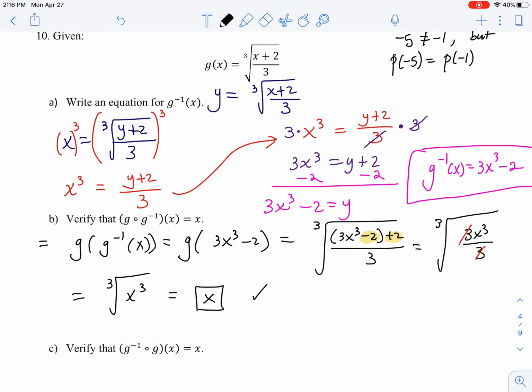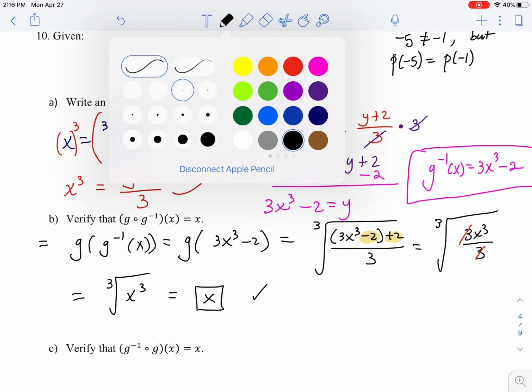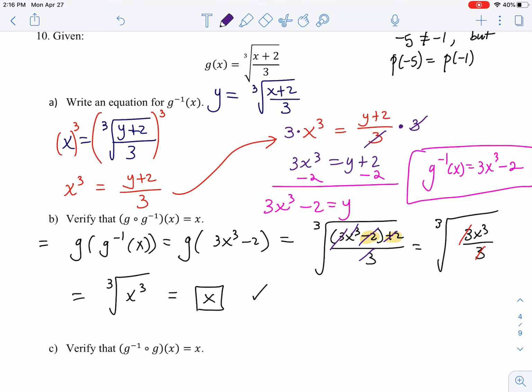If you can, please cancel out one thing at a time instead of doing this, because I've seen somebody doing this before. Doop, doop, doop, doop. Don't do that for me. Do one step at a time to see if things will cancel out in a nice order, okay?